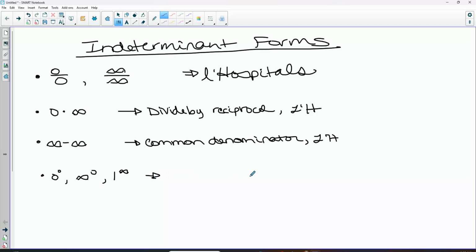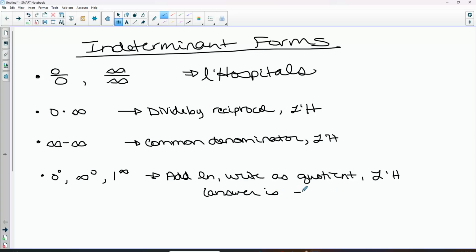Do you remember what our strategy was for those? Natural log. We add a natural log. We write it as a quotient. And we can do L'Hopital's. And then how do we answer? Take your answer to the power of e. Yes. So the answer will be e.